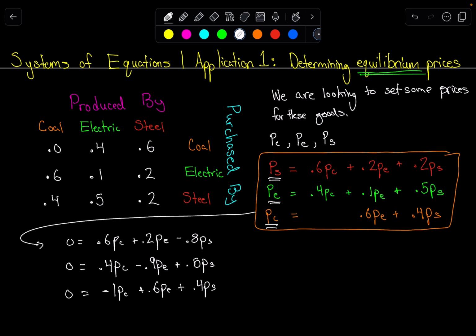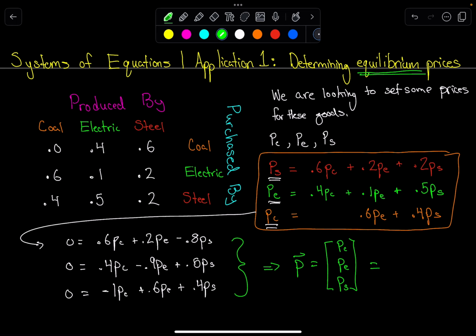I'm not going to solve this. Solving it is not anything too rigorous. If you feel like pausing the video right now and checking it out, what you're going to get is a solution vector. If you want, you could set it up as a solution vector where P consists of the coal price, the electricity price, and the steel price. But what you're actually going to find is that your steel price is a free variable, and you're going to get a vector like this.